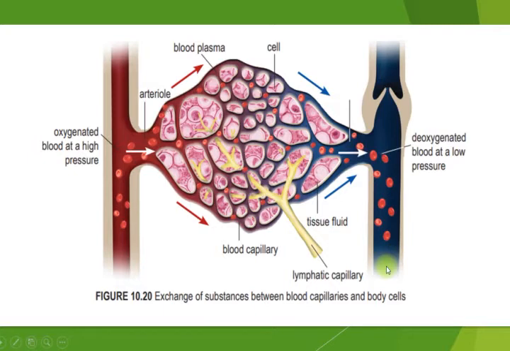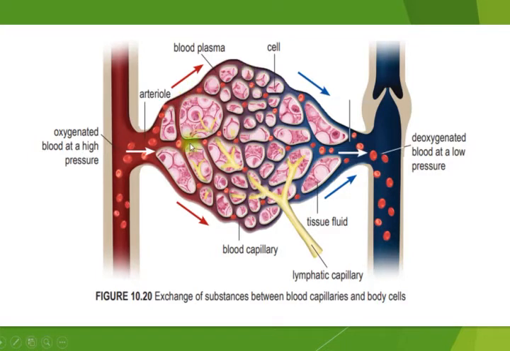So why do we discuss this location? In this location, what process occurs? Exchange of substances between the blood capillaries and body cells. And at this location also, the tissue fluid will form. So what is a tissue fluid? It refers to the fluid that constantly bathes the cell.